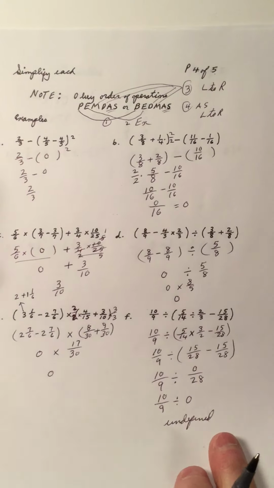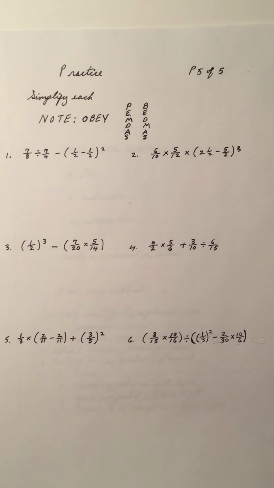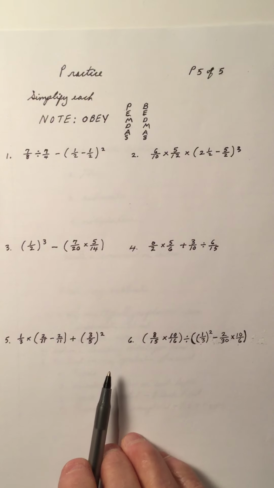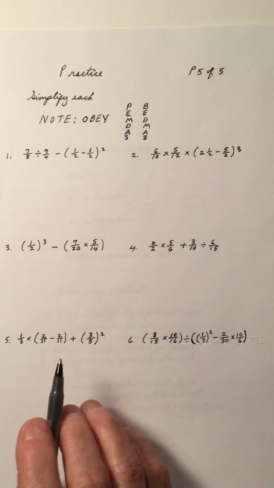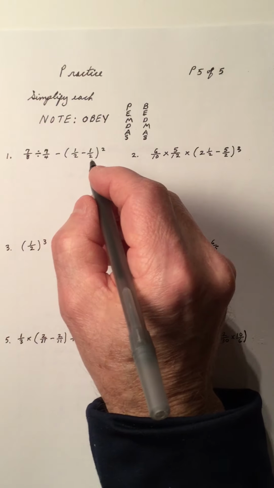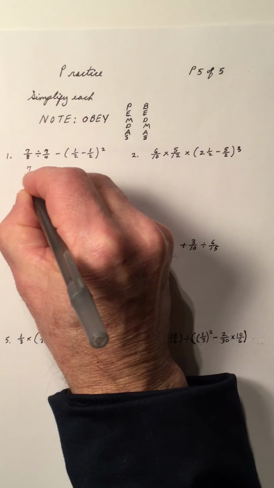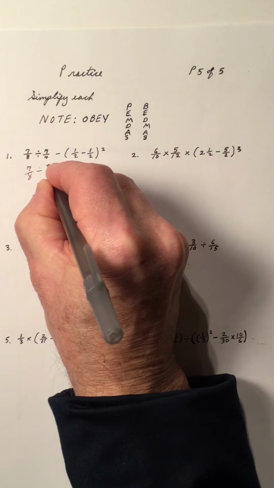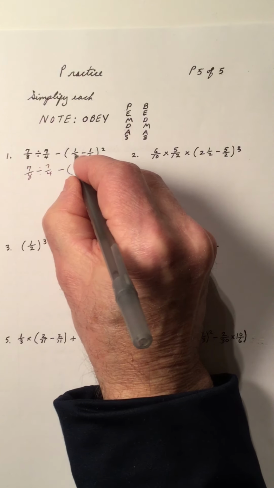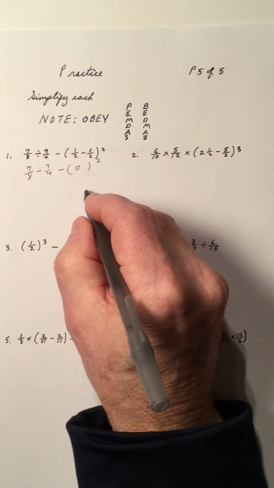Okay. Now, same thing again, only this time we have practice. You work these out and press pause and work them out, and then press play to see if you got them all right. Here we go. I have to do the inside of the brackets first, so let's obey that. Half, subtract the half is 0.